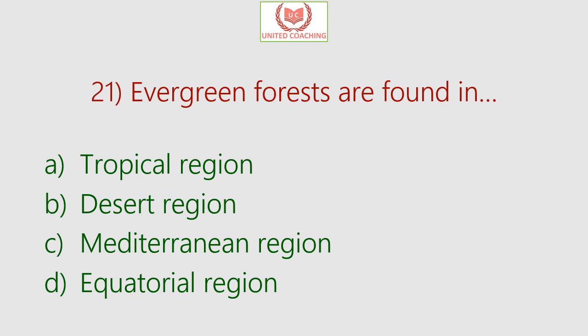Our next question is, evergreen forests are found in, so are they found in tropical region, desert region, Mediterranean region, or equatorial region? So the answer is, evergreen forests are found in equatorial region. An evergreen forest is a forest consisting of evergreen trees that retain green foliage all year round, and such forests are abundant in equatorial region.